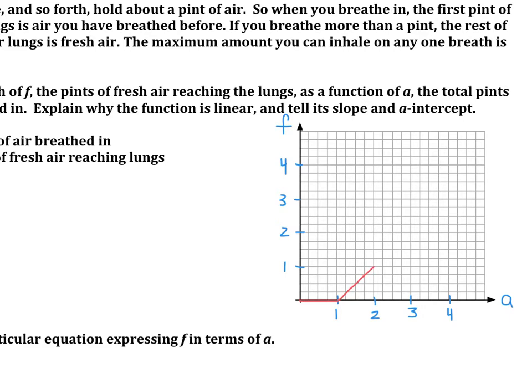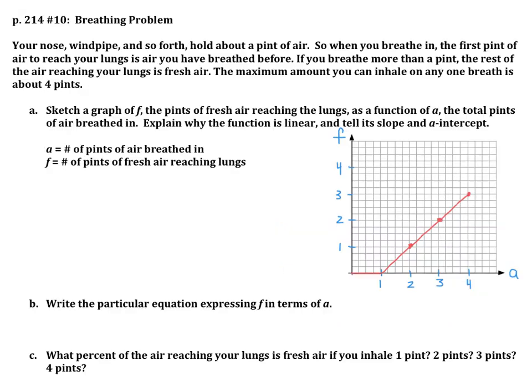If I breathe another pint, then 1 pint of fresh air reaches my lungs. If I breathe another pint, so I'm at 3 pints, now 2 pints of those is fresh air reaching my lungs. And then finally, if I breathe in my maximum of 4 pints, the most amount of fresh air I can get in my lungs is 3. So you can see we've got these points here.